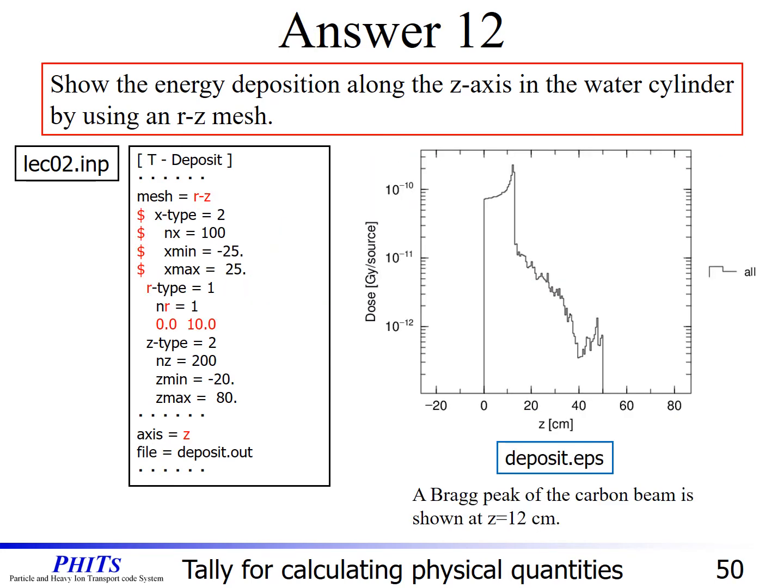The answer is shown here. You can see a Bragg peak of the carbon beam at Z equals 12 centimeters.